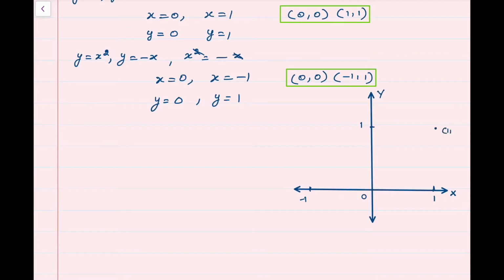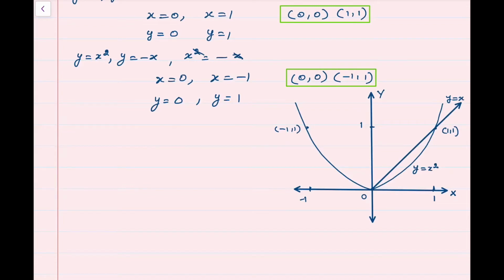This is 1, 1. And this is minus 1, 1. The parabola is an upward parabola passing through the origin and these 2 points. The parabola equation is y equal to x square. Now we will draw y equal to x line. It should be drawn only for positive values of x. We should not extend this line below x axis because y cannot be negative. This is y equal to x line.